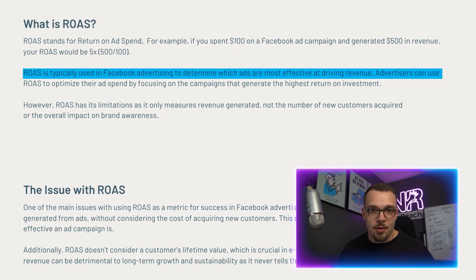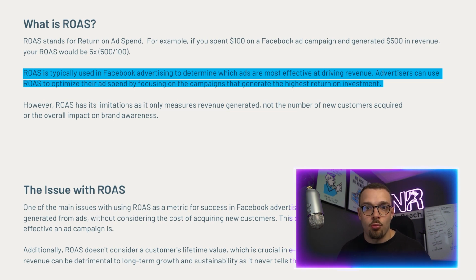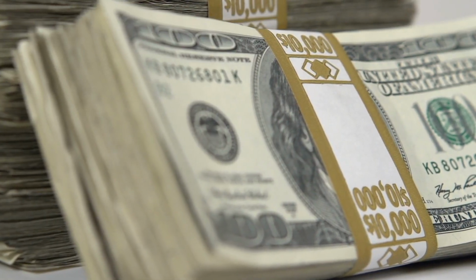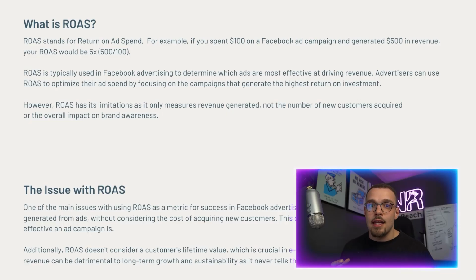Return on ad spend is typically used on pretty much all marketing platforms to determine how profitable certain campaigns or certain ads are. However, like we're going to discuss in a moment, ROAS has its limitations as it's only measuring the direct revenue from the direct amount of ad spend that you spent. And again, it's not necessarily even reporting that accurately, right?